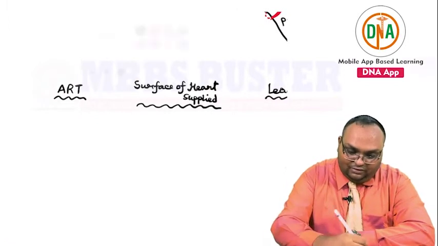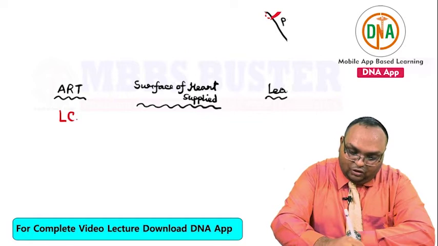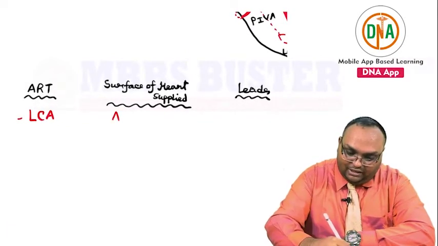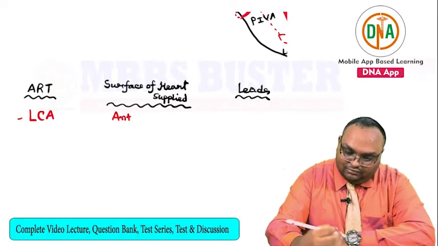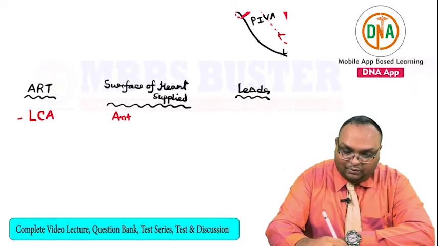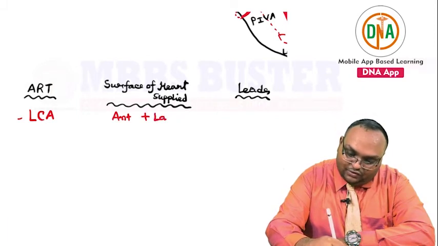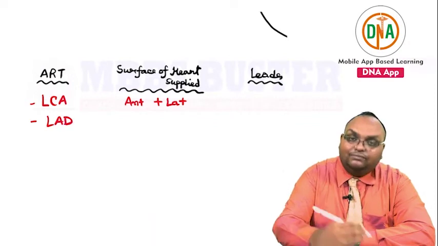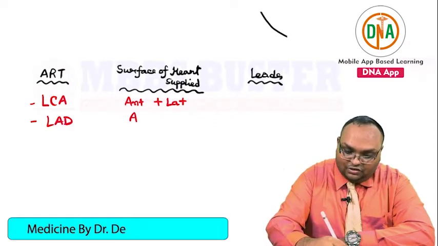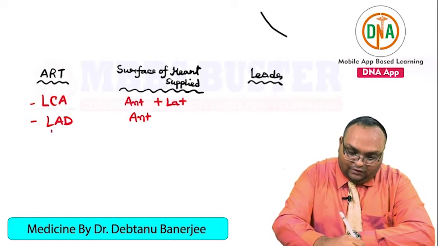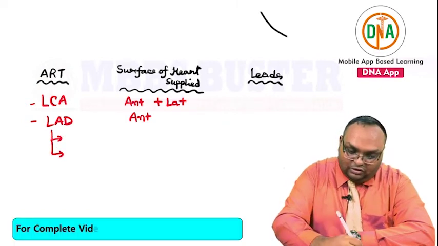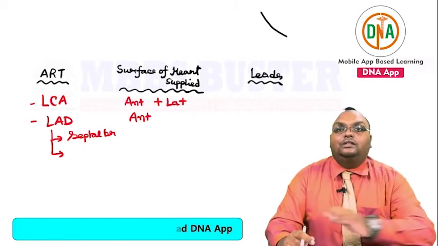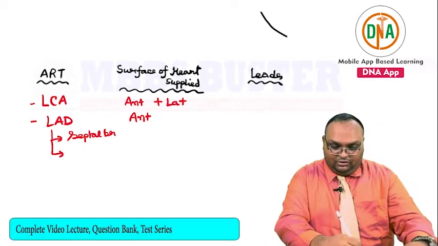If we have the left main coronary artery being affected, the surface of the heart which is being supplied is the anterior, which includes the anterior proper and the septal, as well as the lateral surface of the heart. If we have the left anterior descending artery being blocked, it is mainly the anterior surface of the heart, which again could be further subdivided into the septal branch and the LAD proper, right? So LAD proper.